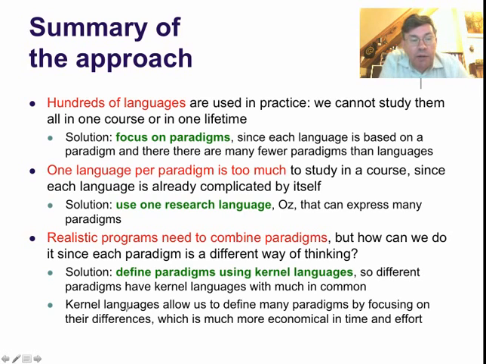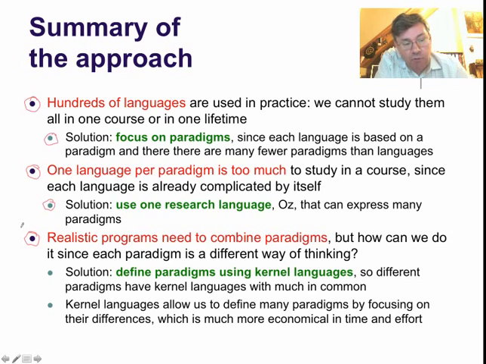So to summarize quickly the approach, first of all, hundreds of languages are used in practice. We cannot study them all in one course or one lifetime. The solution is to focus on paradigms, since a language is based on a paradigm and there are many fewer useful paradigms than languages. Second point, one language per paradigm is already too much for a course, because each language is already a complicated beast, a system with quirks, semantics, syntax, etc. Solution: using one research language, Oz, that can express many paradigms in a nice, clean, well-factored way.